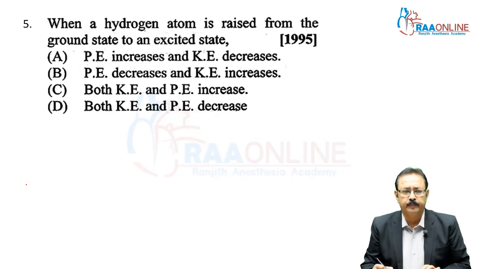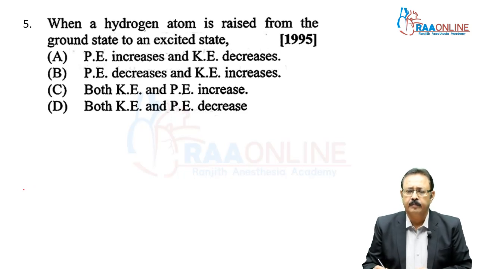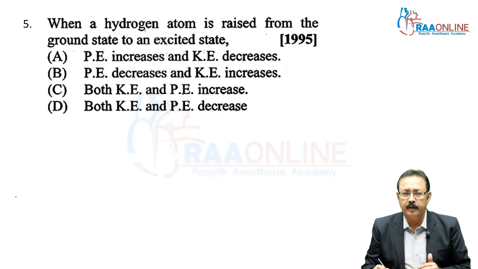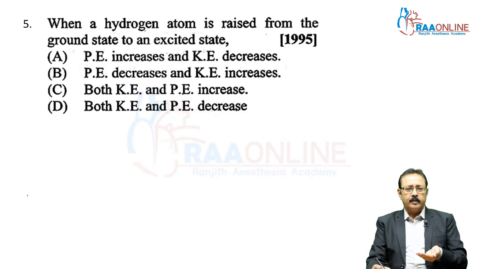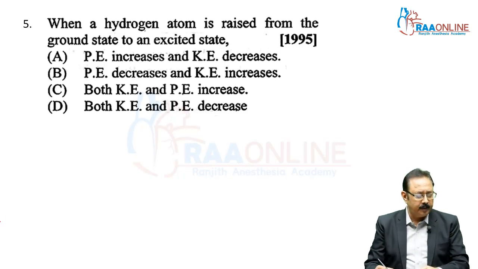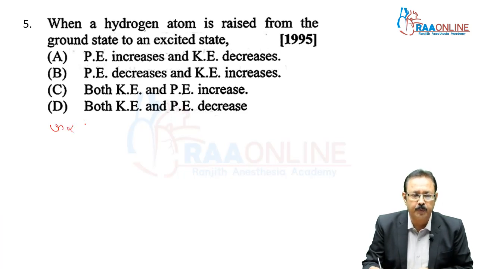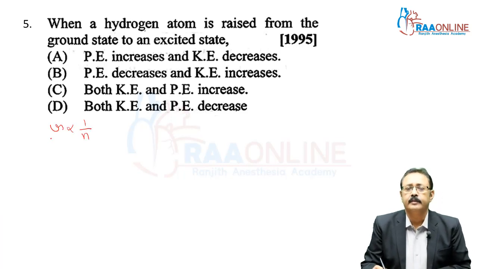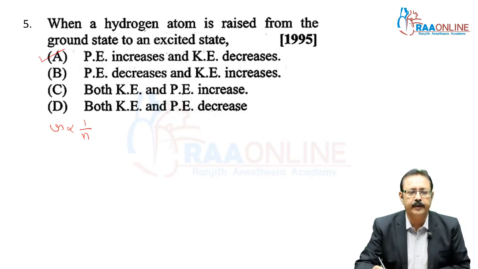Now, fifth problem. When a hydrogen atom is raised from the ground state to an excited state, what will happen? In the ground state, it has less energy. So, when it gets energy from outside, it will go to a high energy level. So, potential energy will increase, but we know that velocity was inversely proportional to n. So, velocity decreases, means kinetic energy will decrease. So, we will go with option A.